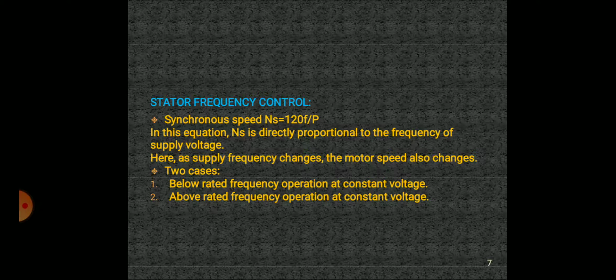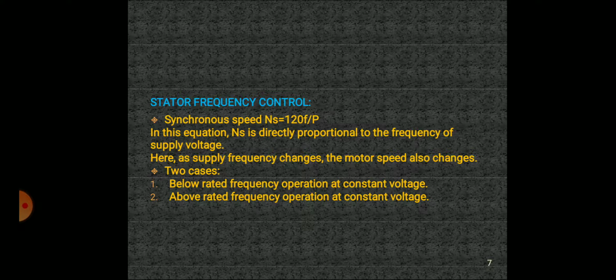Next one, stator frequency control. The stator frequency control is one of the speed control methods of three-phase induction motor. Here, we can vary the input frequency of the motor. Under steady state condition, the induction motor operates in the small slip region, where the speed of the induction motor is always close to the synchronous speed of the rotating flux. The synchronous speed of the induction motor is given by 120 F by P. Already we know F is frequency of the supply voltage, P is the number of poles.